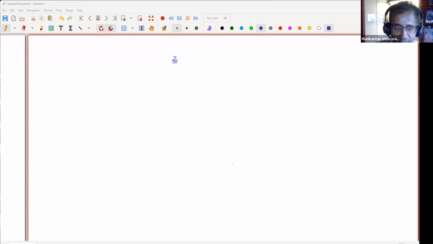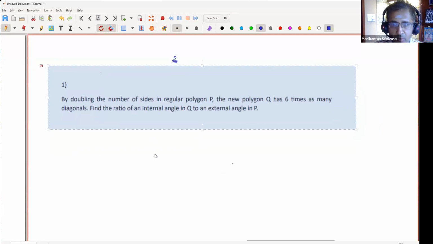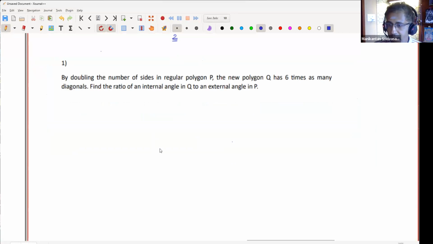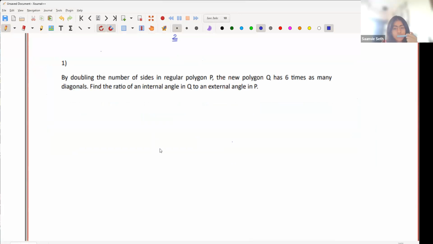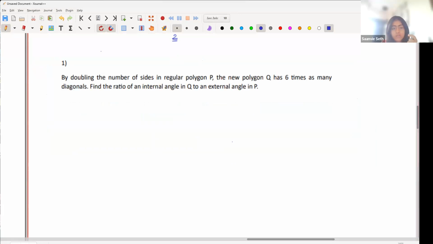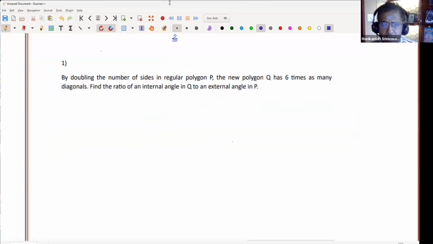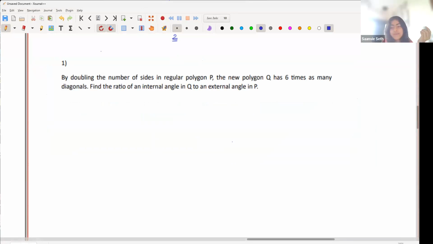Anyway, so let's discuss. First one, by doubling the number of sides, the new polygon has 6 times as many diagonals. Okay, all right. Sanvi, what did you get on this one? Find the ratio. What is the ratio you got, Sanvi? I was getting it in decimals. I'm not really sure how to do it. Decimals, okay. Even if it's decimals, can you call out what you got? Ratio can be decimals, right?